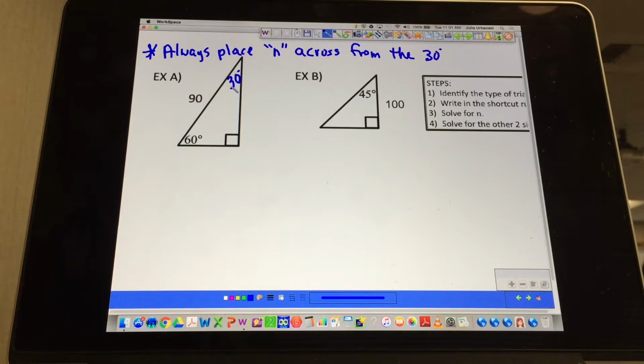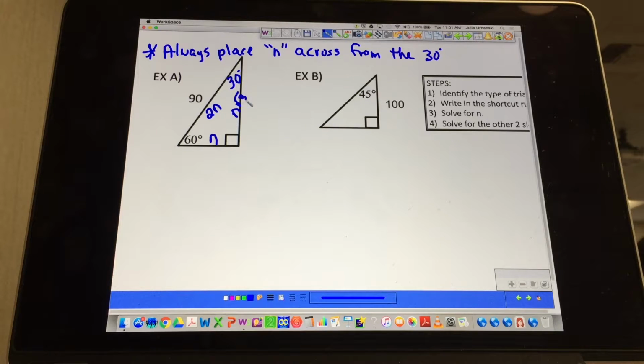So here's my 30 degrees. You go across from that and you say it's going to be n. You go to your hypotenuse, and what do you always put on the hypotenuse? 2n. Now this can be flipped around, but it's still going to be across from the right angle. And then this side is going to be?